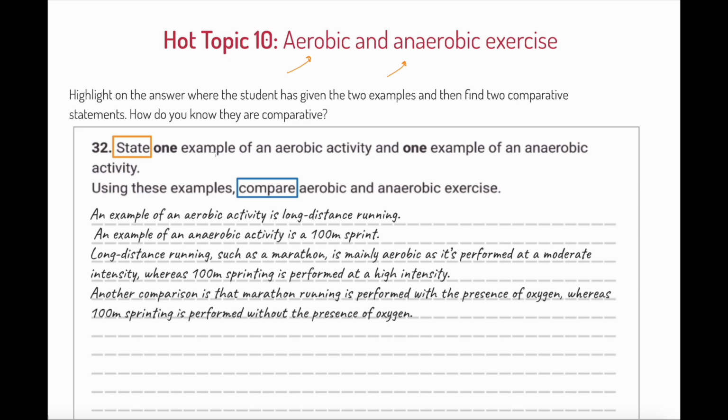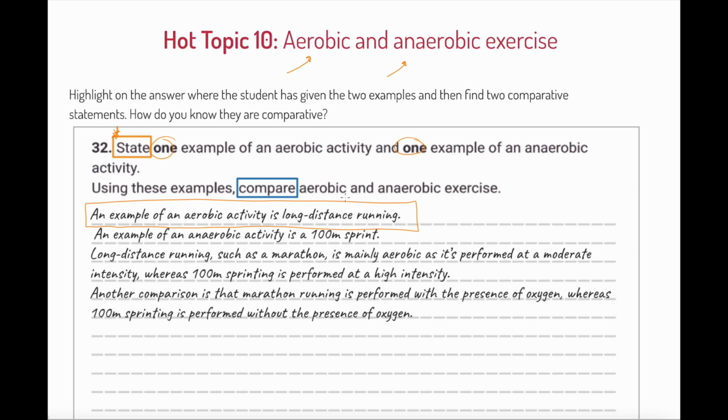It says state one example of an aerobic and one example of an anaerobic activity. So we've got to do this twice. So we're going to look for those. And over here, it's using these examples, compare aerobic and anaerobic exercise. So let's do the easy bit. An example of aerobic activity is long distance running. Now normally I would highlight this in red to show it's going to get you a mark, but I'm just linking that to this requirement here. We have got an example of aerobic activity and it is long distance running.